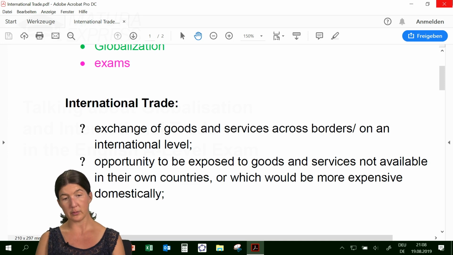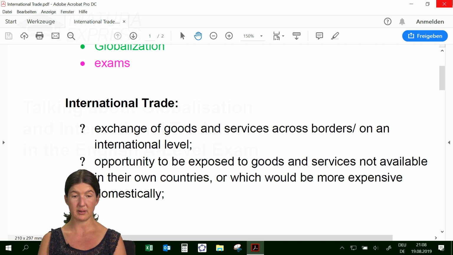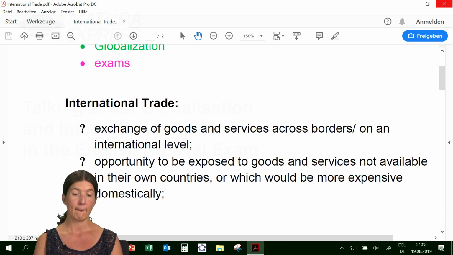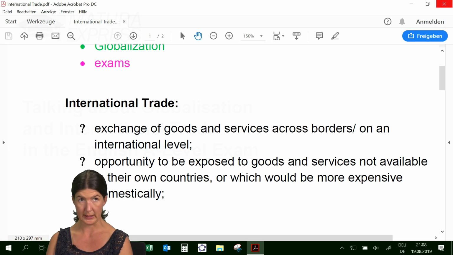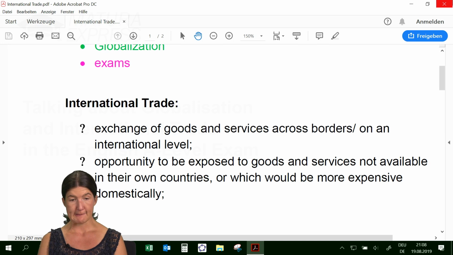Within the European Union, international trade is possible basically without any limitations. You don't really have border controls anymore. You don't really have to pay custom fees, so Zollgebühren, or at least not to an extent that you had to pay them prior to the European Union.